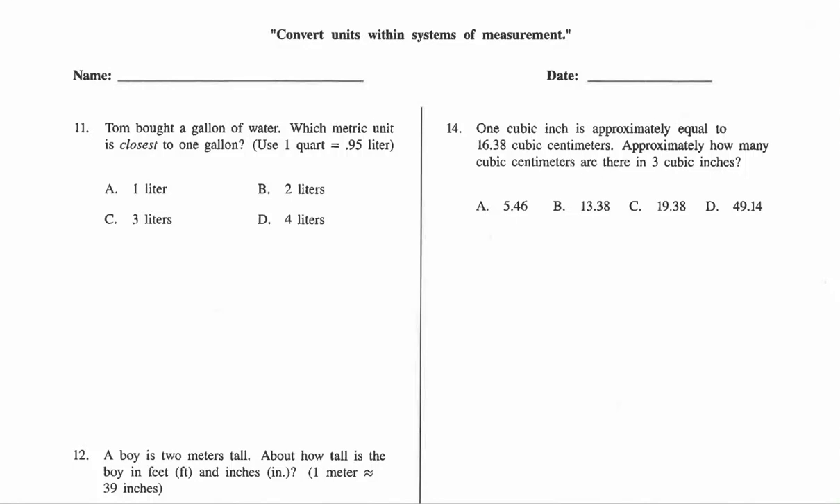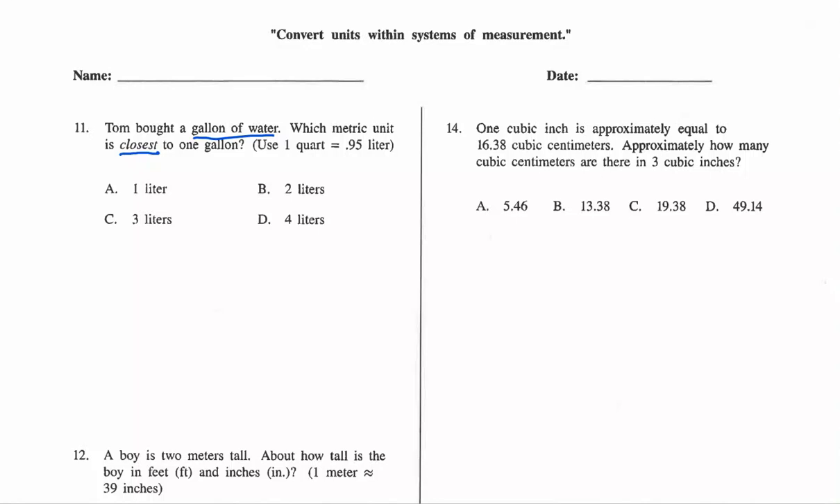Okay, so today we're going to go ahead and start with the first set of notes. This is everything for geometry and geometric and spatial reasoning. So we're going to start with question 11, and it says Tom bought a gallon of water. Which metric unit is closest to 1 gallon? Use 1 quart equals 0.95 liters.